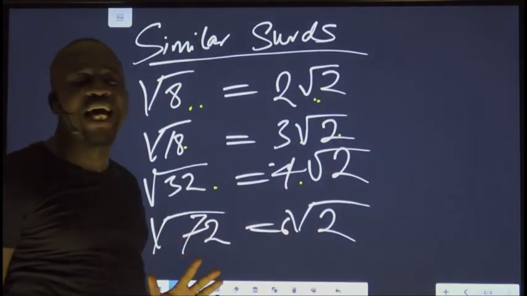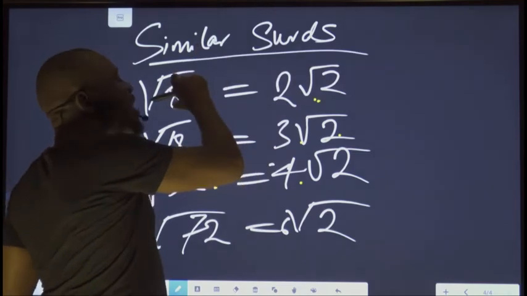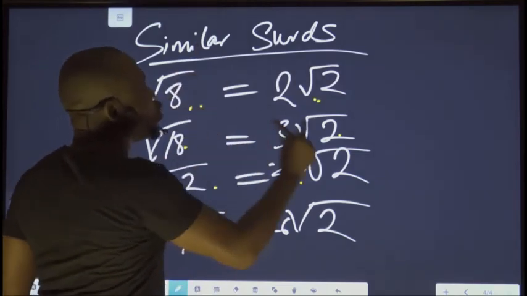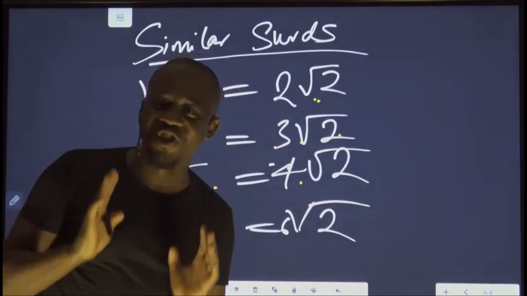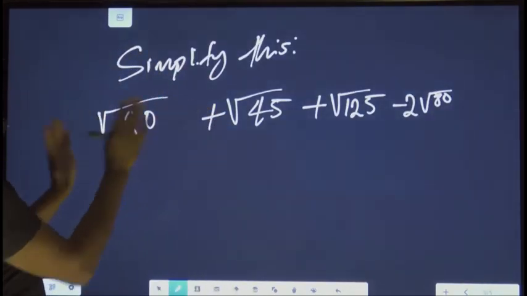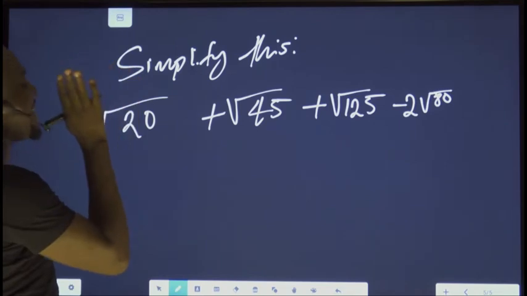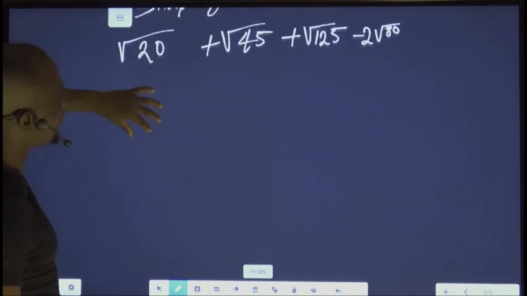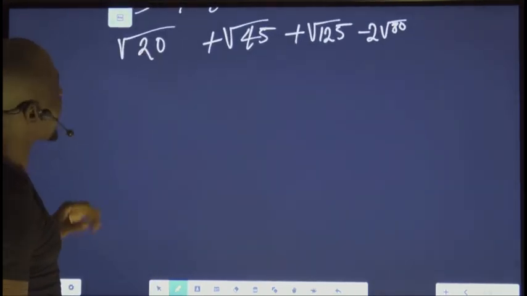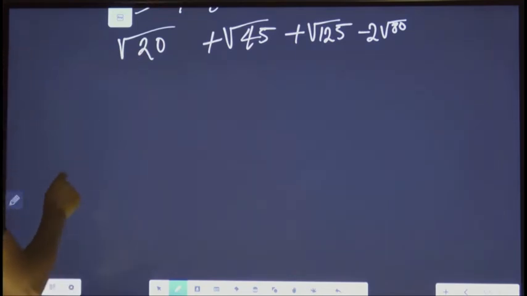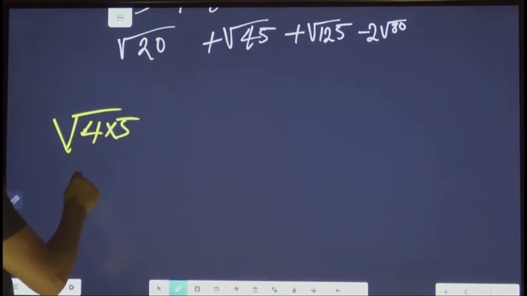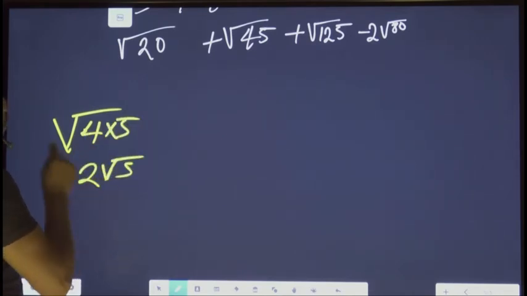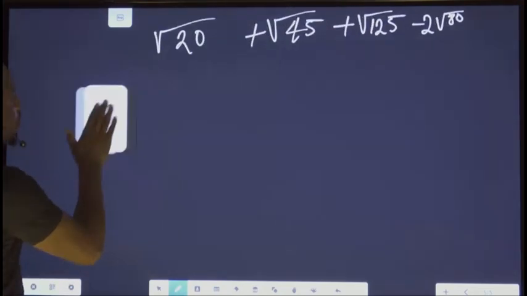So note from today that if you have something like this, you can also express it like this. Or you have something like this, you can express it like this. We therefore say they are similar surds. We are asked to simplify this. Okay, no problem. Let's look at this first. I'm going to use this one now. It simply means the square root of 4 multiplied by 5. You agree with me? This is 2 square root of 5. Agree?